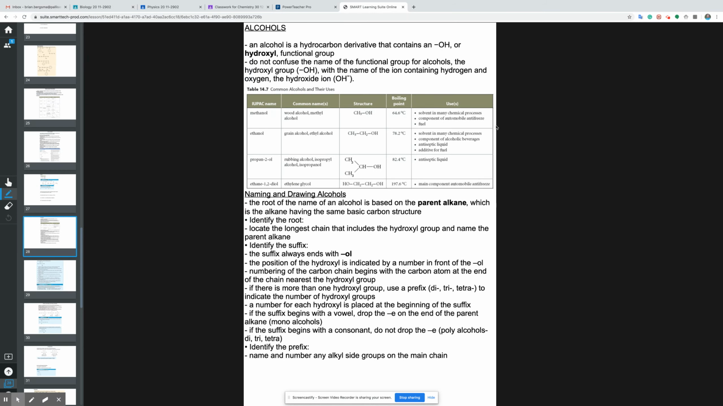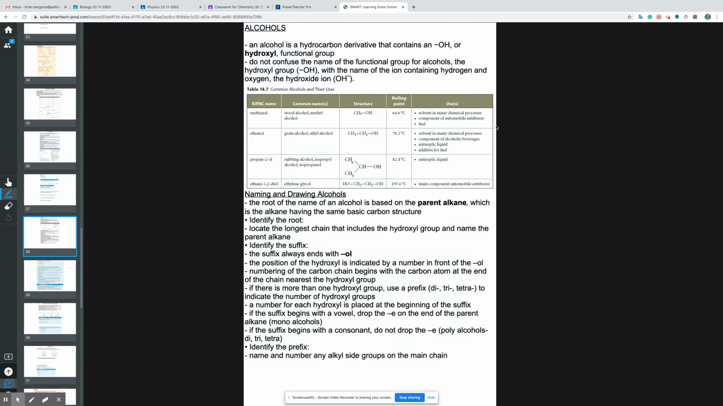Ethanol is grain alcohol or ethyl alcohol. It's a solvent in many chemical processes, and it's the component in alcoholic beverages. It's an antiseptic liquid and an additive for fuel. Propan-2-ol is our rubbing alcohol or isopropyl alcohol, and it's an antiseptic liquid. And then ethane-1,2-diol is another component in automobile antifreeze.